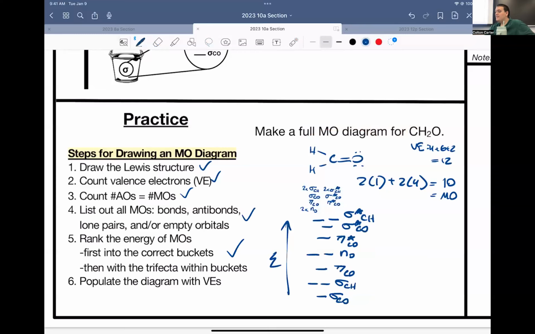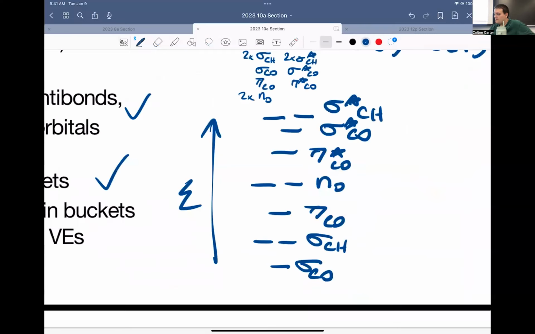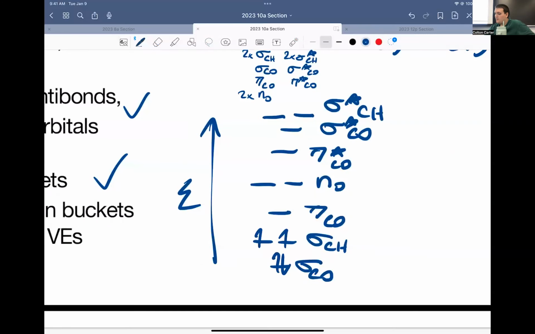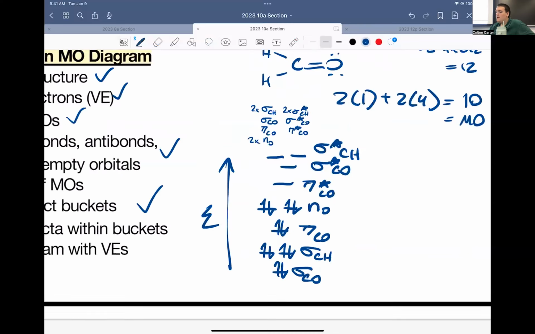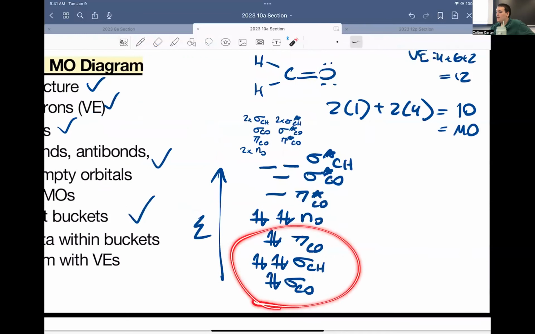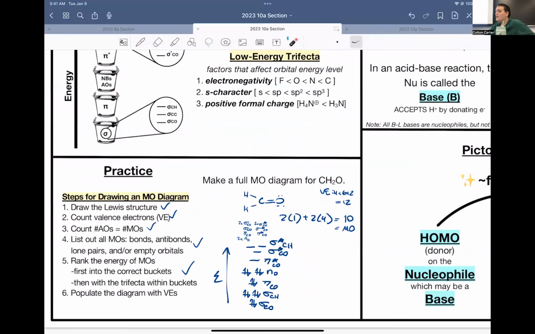Last thing, we take our valence electron count and we populate this with electrons. So we have 12 electrons. We start from the bottom. 1, 2, 3, 4, 5, 6, 7, 8, 9, 10, 11, 12. And what we see is all of our bonding orbitals and our non-bonding orbitals are filled. And that's kind of what we would expect. If you are doing this MO diagram and you are putting electrons into an antibonding orbital, typically something has gone wrong. You also could have your non-bonding orbital be empty. So you could have an empty p orbital on a carbon if you had a carbocation. But this is kind of the process.